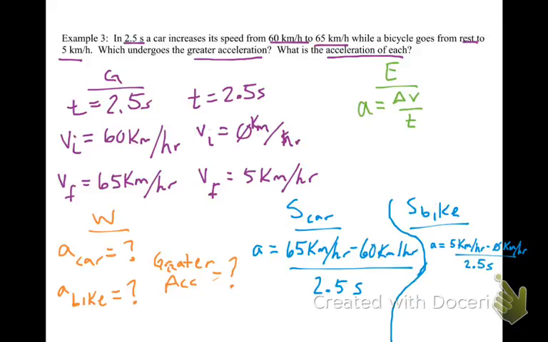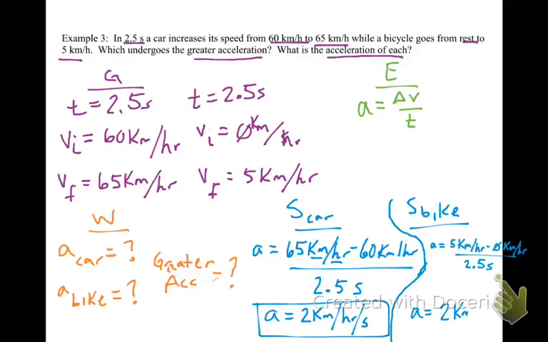We solve for both, and the acceleration turns out to be 2 kilometers per hour per second. That would be the unit, looking at them. 2 kilometers per hour per second. And the other one, for the bike, is also 2 kilometers per hour per second. We didn't say we had to convert our units, so we didn't have to. So now we've solved for the acceleration of each. Which one has the greater acceleration? They both have the same.